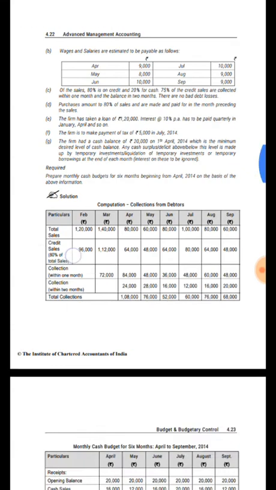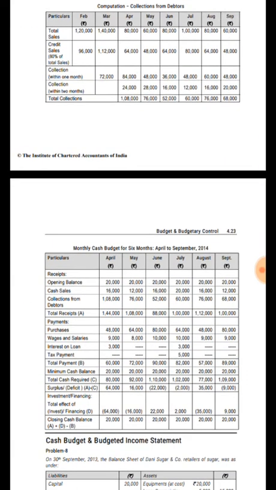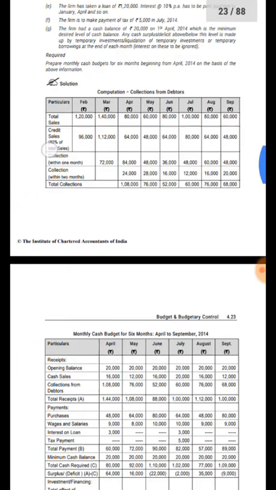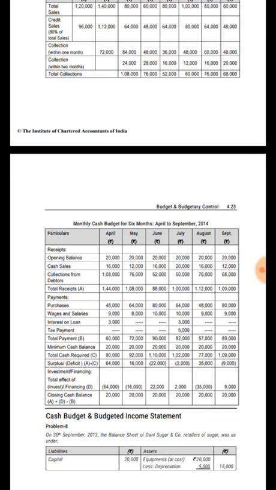Sorry, 3,000 in April and in July. Then for tax payment they are saying 5,000 in July, so 5,000 is done here. So almost we have written cash sales, we have written collection from debtors. Okay, we got purchases fully, we got wages and salary, interest and loan, and tax payment.